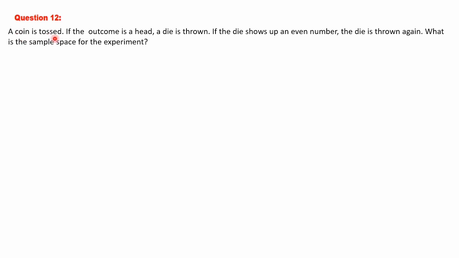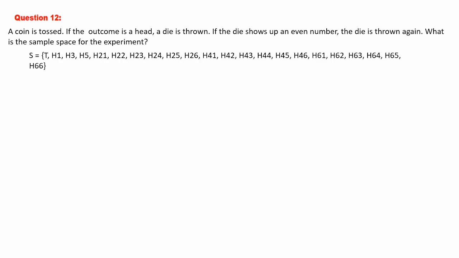If a coin is tossed, you will have 2 outcomes, head and tail. If the outcome is a head, a die is thrown. So tail means you don't need to do anything. If the outcome is head, then a die is thrown. Then if a die is thrown, you will have 6 outcomes, 1, 2, 3, 4, 5, 6. Then if the die shows up an even number, means 2, 4, 6 are even numbers, the die is thrown again. Means again you will get 6 more chances, 1, 2, 3, 4, 5 and 6. So what is the sample space for this experiment?